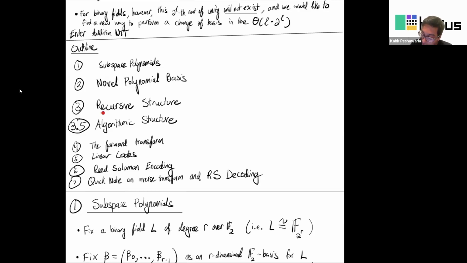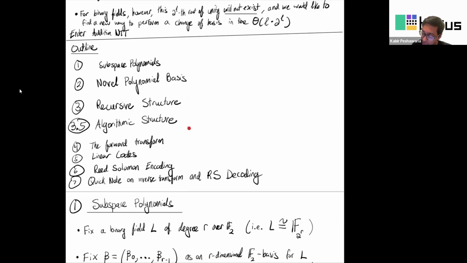Then we're going to talk about the recursive structure that this novel polynomial basis gives us, and we'll look at some interesting things about them. In section 3.5, we'll talk about this algorithmic structure, and how the algorithm to do this transform has some really nice structure when you're working with the novel polynomial basis and trying to turn it into a bunch of evaluations, i.e. the Lagrange basis coefficients.